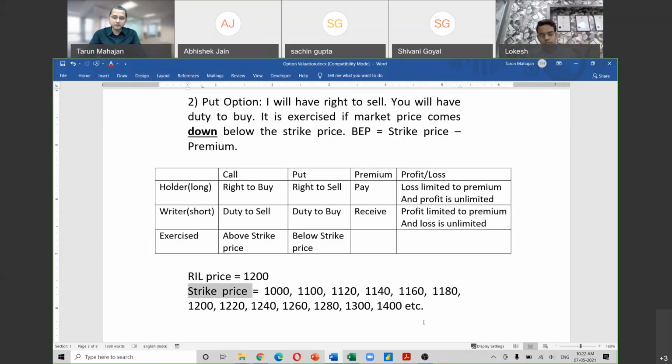See, if you choose a favorable strike price, you will have to pay very high premium. And if you choose unfavorable strike price, you'll have to pay very low premium. If you choose a reasonable strike price like this, then moderate premium will have to be paid.